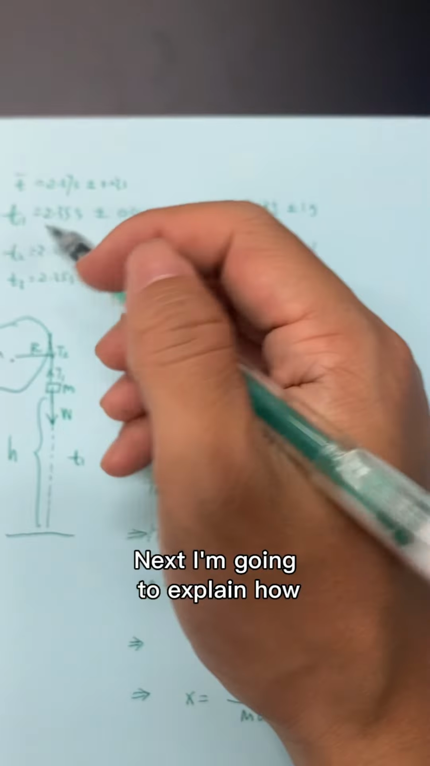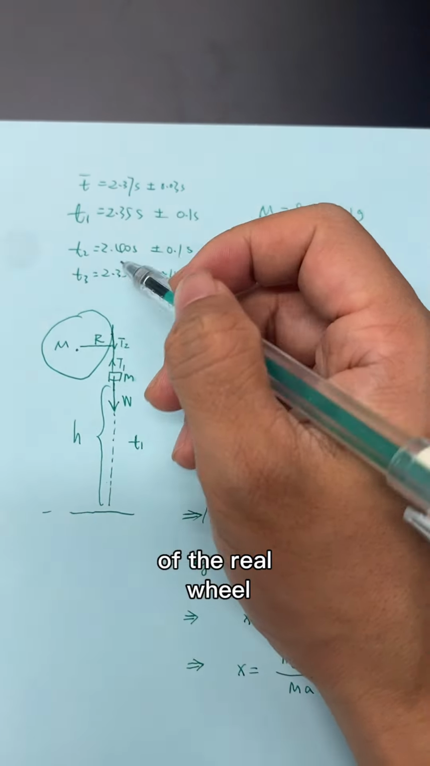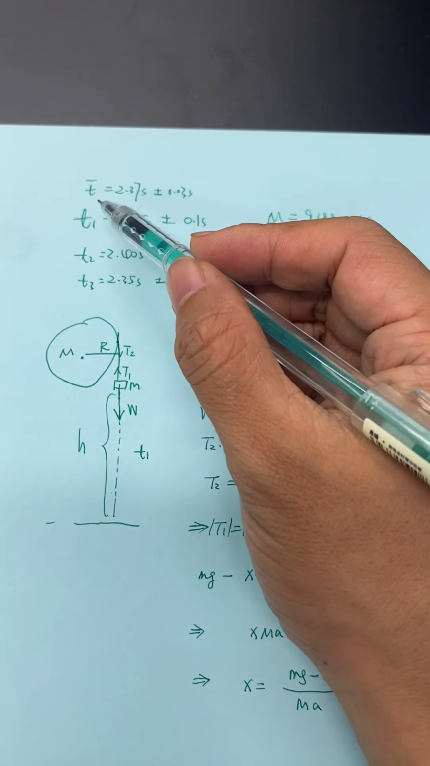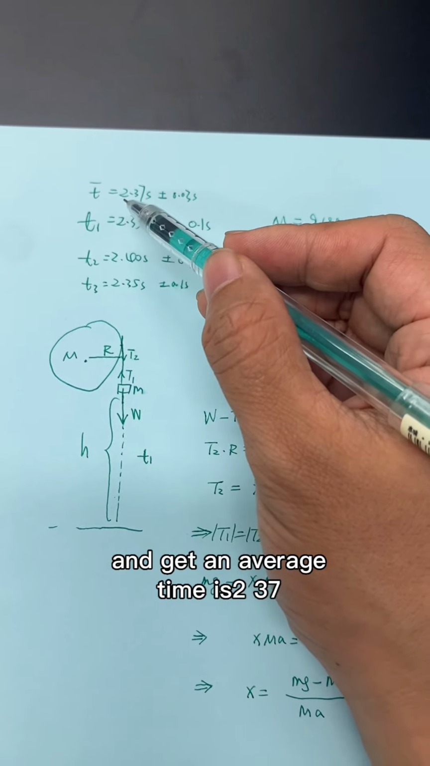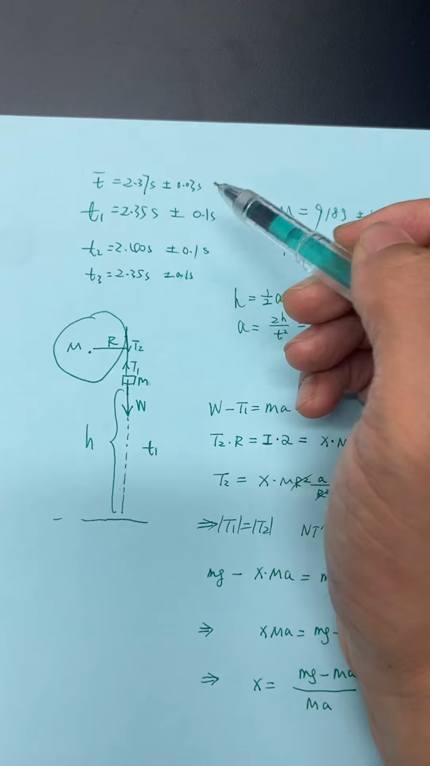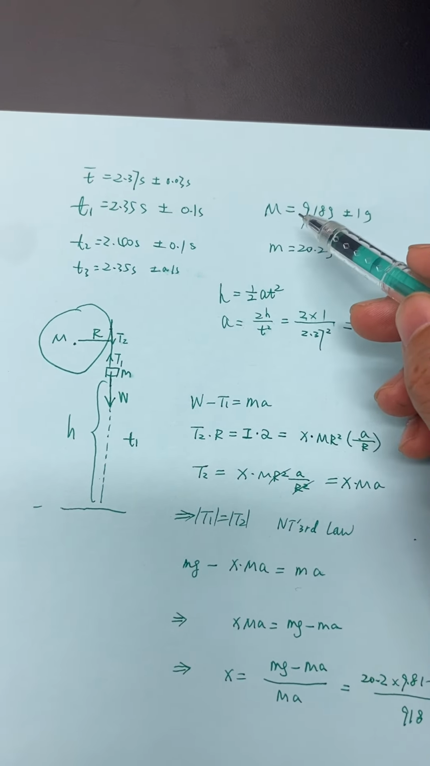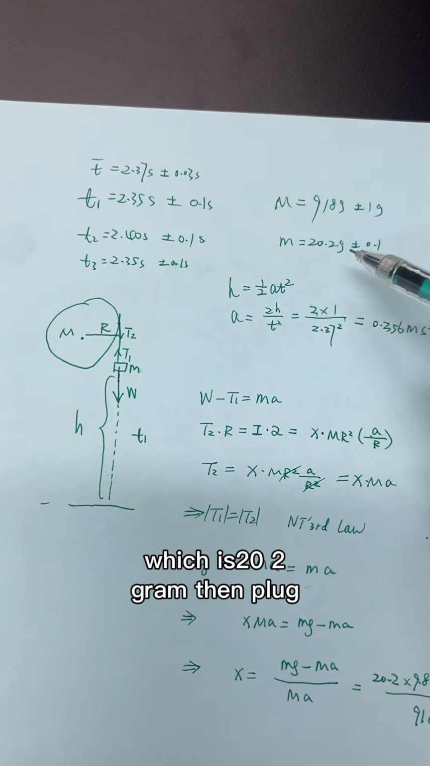Next, I'm going to explain how to calculate the moment of inertia of the real wheel. First of all, because this is a free fall, I can measure the time. So I measured the time 3 times and got an average time of 2.37 seconds plus or minus 0.03 seconds. I've already measured the mass of the wheel and also the mass of the weight, which is 20.2 grams.